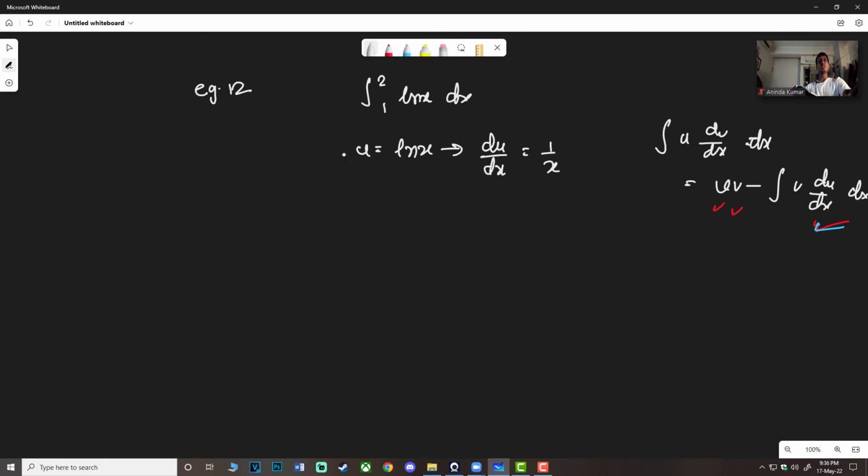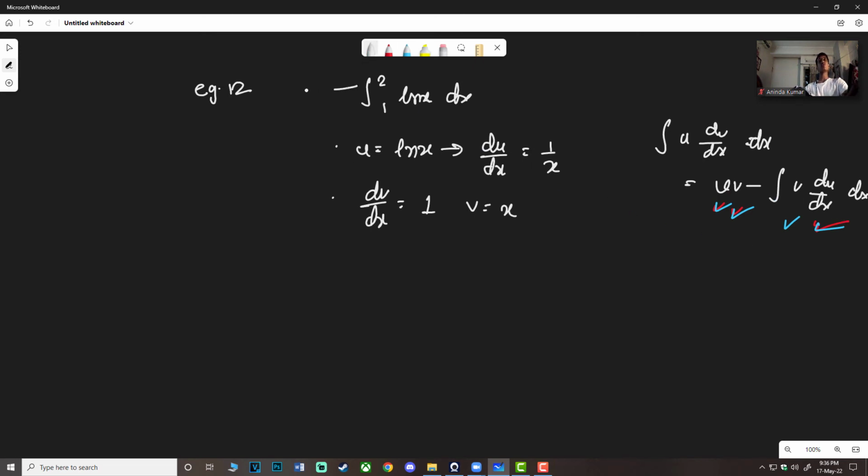Now we have to take dv by dx. We don't have any other expression with ln x, so dv by dx is equal to 1. From there we can integrate 1 very easily. So the integration of 1 is x. So we also know our v, and u we also know from u equal to ln x. So we know all the things that we need to put into our formula.